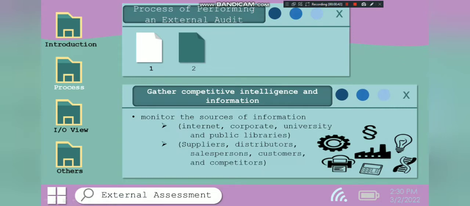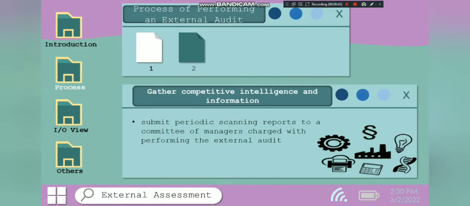Suppliers, distributors, salespersons, customers, and competitors represent other sources of vital information, and then submit periodic scanning reports to a committee of managers charged with performing the external audit. This approach provides a continuous stream of timely strategic information and involves many individuals in the external audit process.